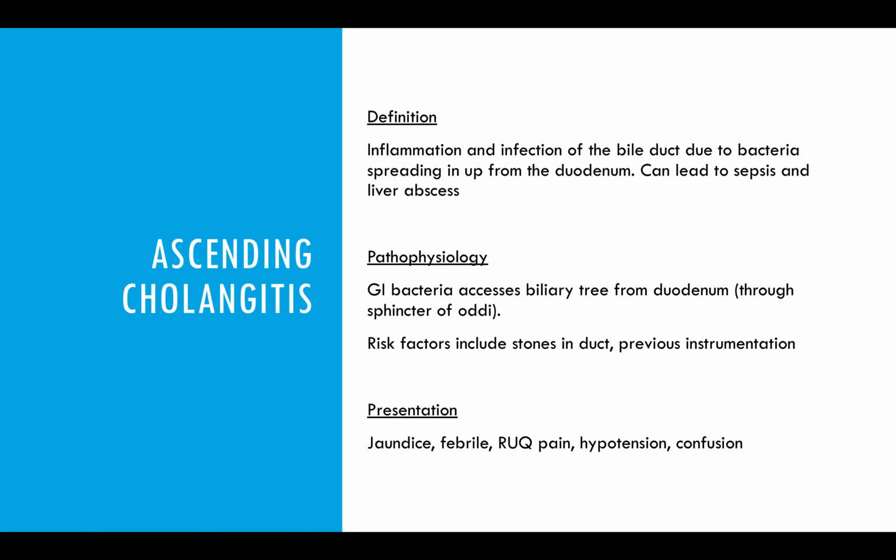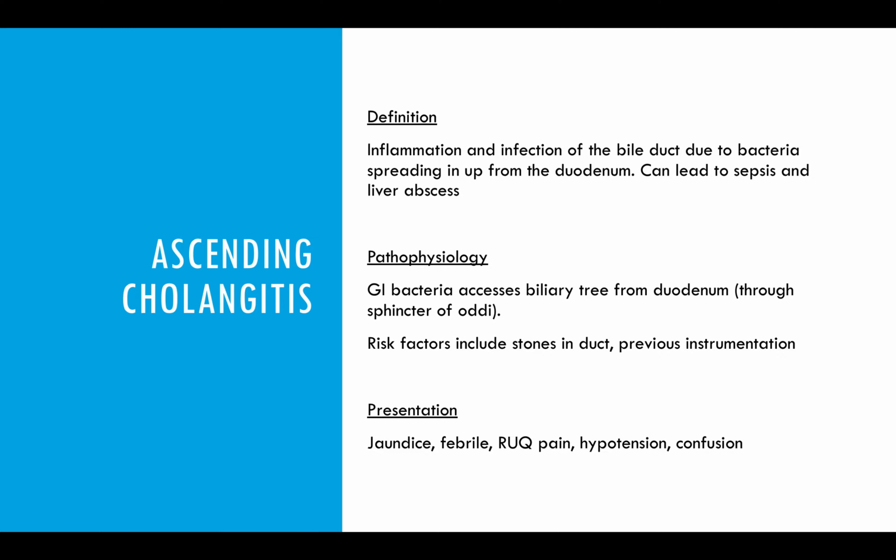That's Murphy's sign. Now, ascending cholangitis is an important one to know because it can present similar to a cholecystitis. It's essentially a type of biliary disease, but these patients can be really, really sick. Essentially, they get an inflammation and infection of the bile duct due to bacteria that comes up from the duodenum, often through the sphincter of Oddi, and then they get inflammation and infection of the bile duct, but it can also spread up into the liver.